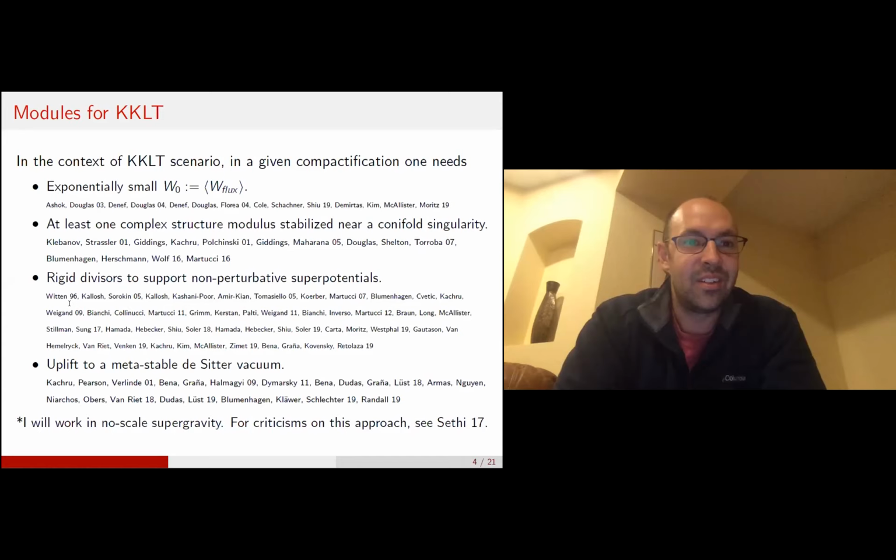As of now, each of these ingredients is rather well understood separately, in isolation from each other. So what we must now do is to try to combine them in a given compactification. In this talk, I'm going to try to combine the first two by giving you an explicit example. Note that I'm going to work in no-scale supergravity, and there are some criticisms of this approach.